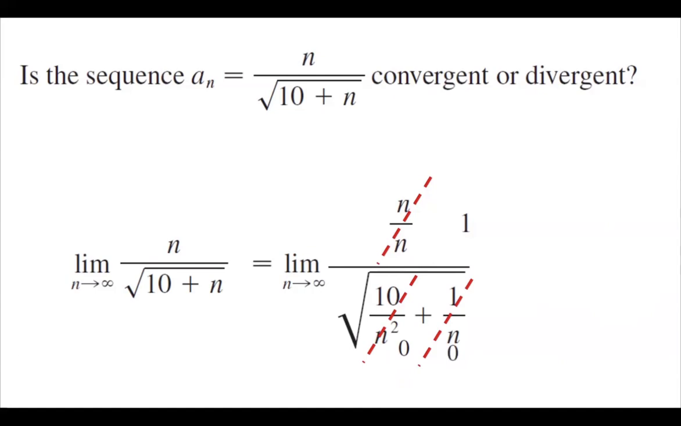Okay, see what's happening here. You have 1 divided by 0, which is equal to infinity. But what's the meaning of that? It means that you have a divergent sequence because the limit is not a unique number.